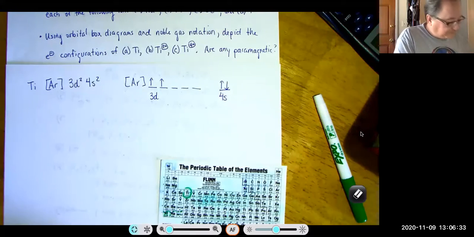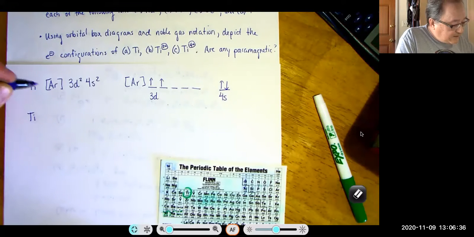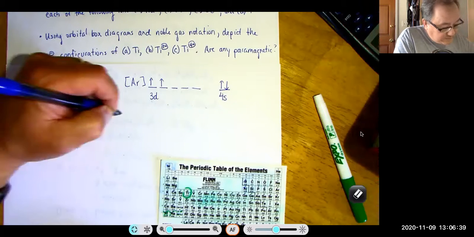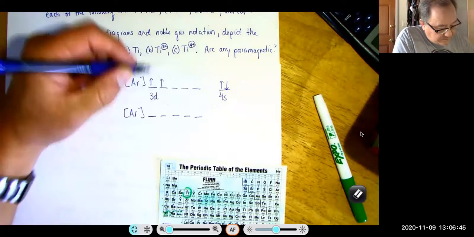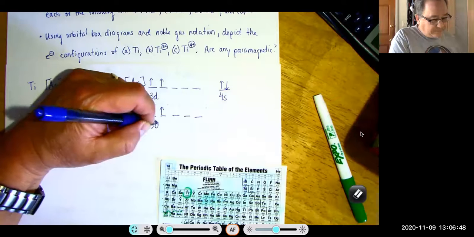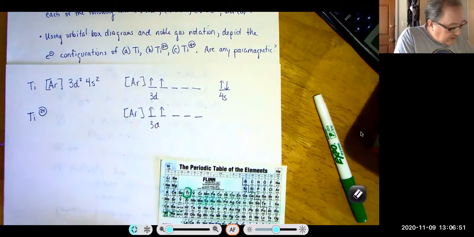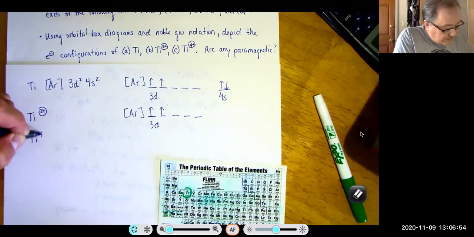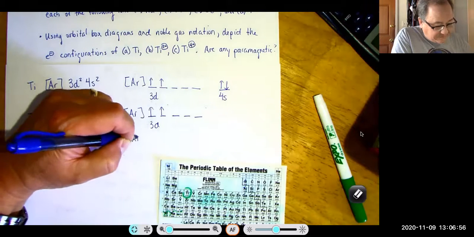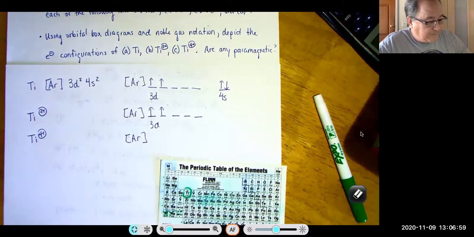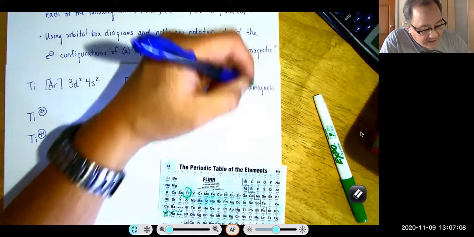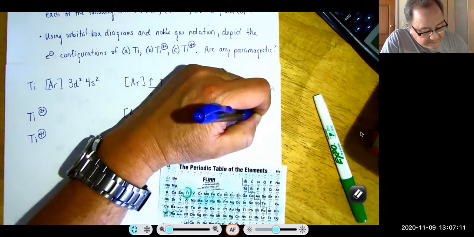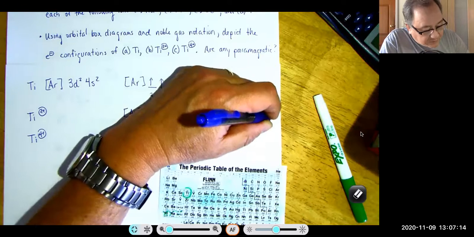So there's titanium. How about titanium plus 2? There's titanium plus 2. And then what's titanium plus 4? It's the same as argon. So are any of these paramagnetic? This one is paramagnetic. This one's paramagnetic. And this one's diamagnetic.